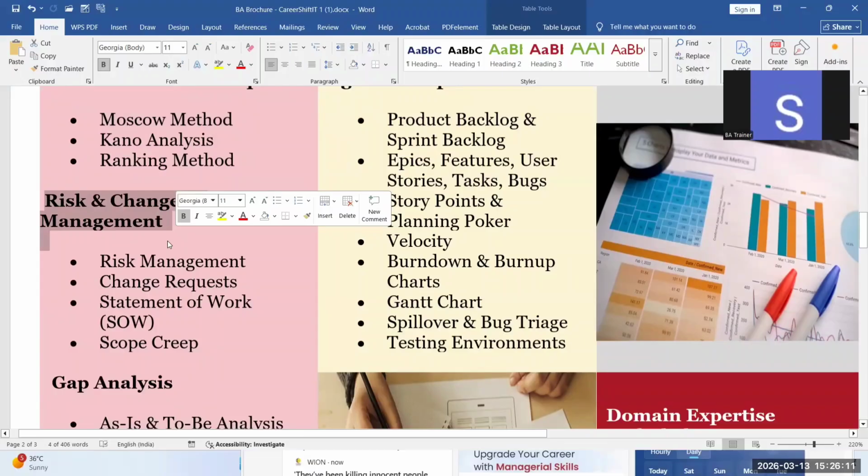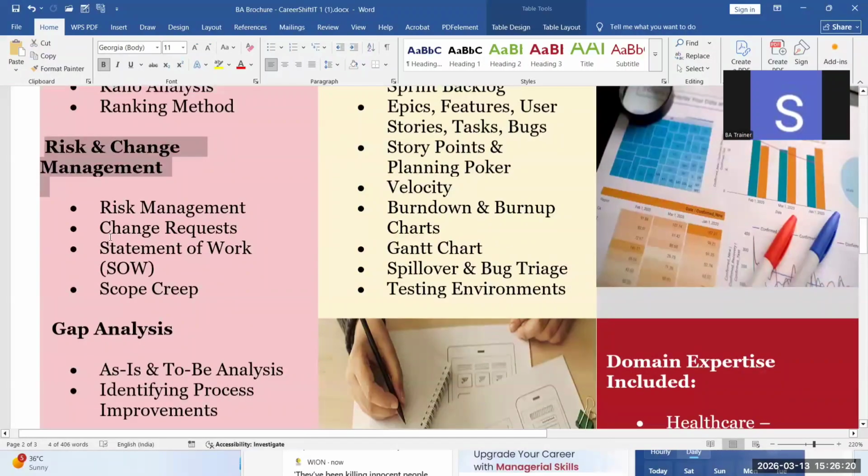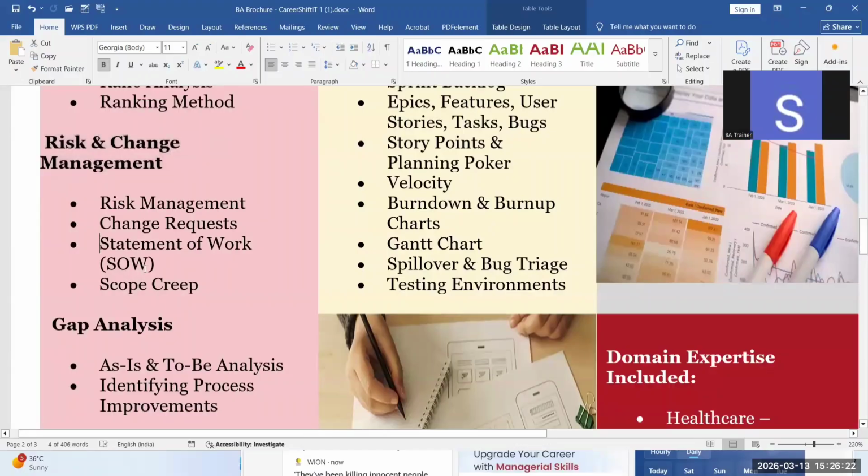Okay, and more importantly, change request and risk management. So change request, how exactly BA will be handling it in the work environment, we are going to show you in real time, considering a situation. Okay, and also we will be explaining you about the SOW and how to handle scope creep and who is exactly the scope creep.